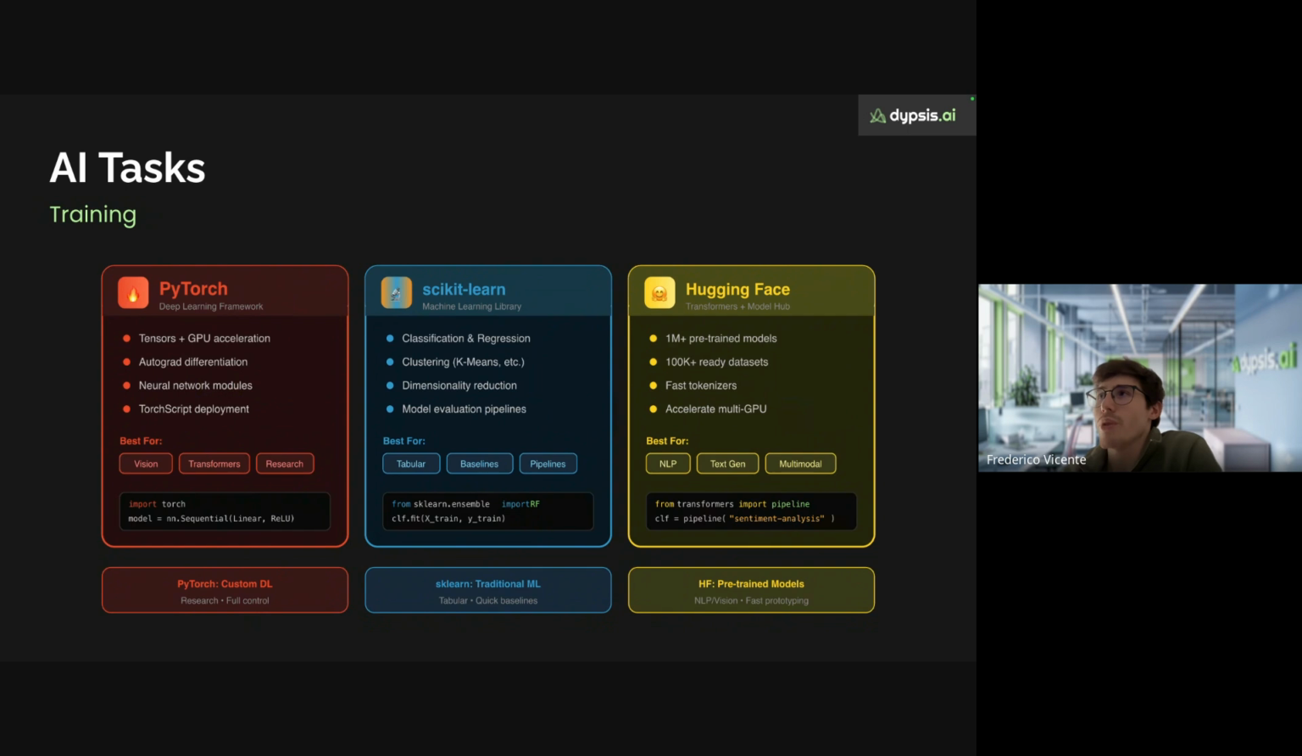Regarding training of these models more generally, you also have PyTorch, which is more generally used for deep learning, and scikit-learn, which is more general to machine learning. You also have Hugging Face, because Hugging Face more or less began as a library for transformers, so it also has a lot of tooling to train models, and they have evolved a lot from when they started.